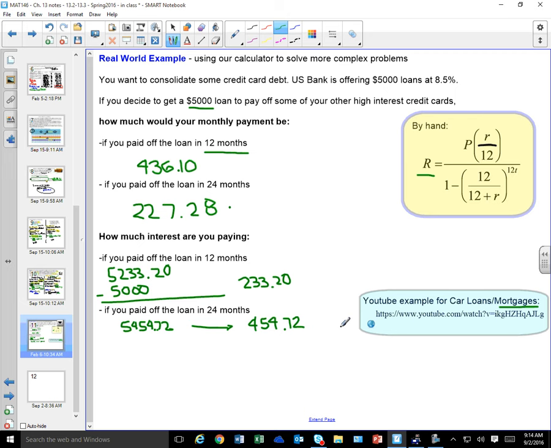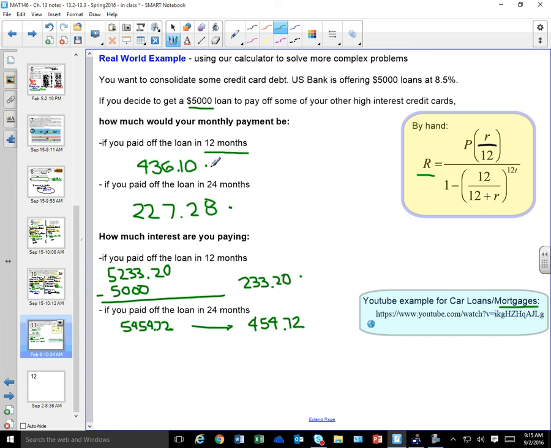So then I need to decide, is it more important to me to have a lower monthly payment, or is it more important to me to save money over time and pay less interest? If you pay it off quicker, of course you pay less interest. If you spread it out longer, you pay a lower monthly payment, but you end up with more interest at the end of the term. So, that's just something you would have to decide.